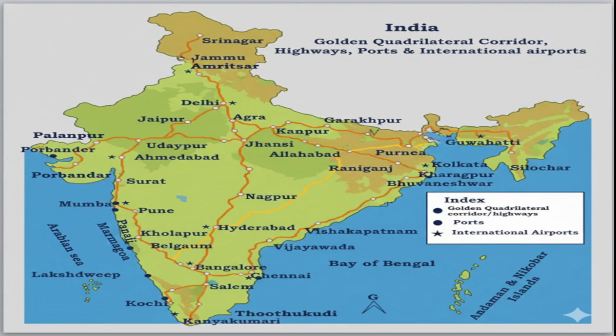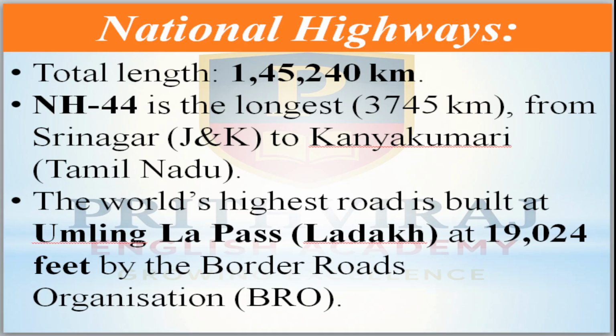Okay. Next one. It is about the world's highest road, built at the Umling La Pass of Ladakh. It is the height, 19,024 feet, built by the Border Roads Organisation. You know that the Border Roads Organisation constructs roads. Their duty is maintaining roads in the border areas. Okay, for the movement of the military, they construct the roads.